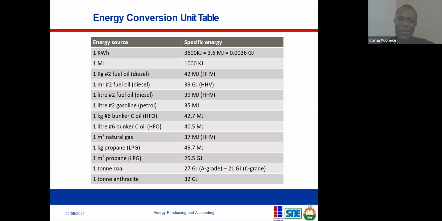So for us to be able to convert different forms of energy, remember that energy comes from different sources. It can come from coal, it can come from oil, it can come from gas. So the question is, how do you now convert this energy from different sources to a base unit? How do you do those conversions? That's what we're going to do now, energy unit conversion.